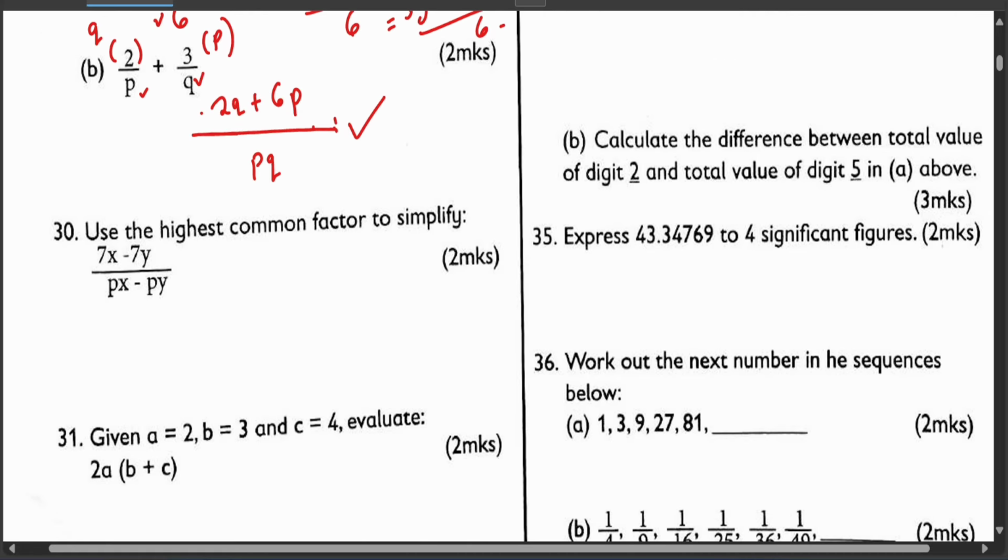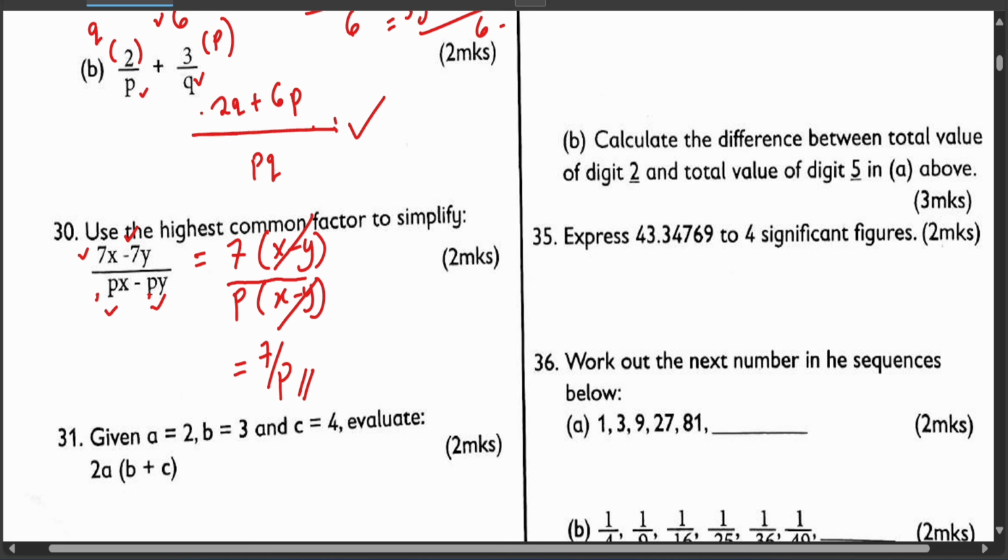Question 30. Use the highest common factor to simplify. The highest common factor of 7x and 7y is just 7, which gives you x minus y, because 7 goes into 7x and also goes into 7y. Then here px minus py, the highest common factor is p because it is found in p and found in x and found in y. So p into bracket x minus y. So this one and this one cancel out, so we remain with 7 divided by p.